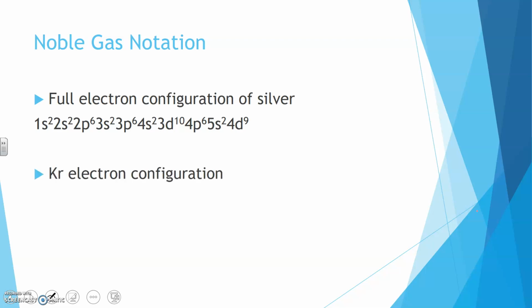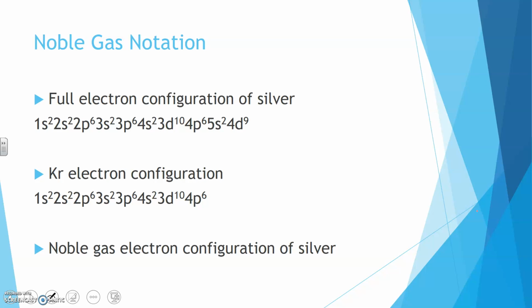The noble gas configuration, or the electron configuration for krypton, would look like this. Especially if you're typing this out and doing all of your exponents, it takes forever to type out. Now, if you use the noble gas electron configuration for silver, it cuts it down from all of this to this. You see how quick that is to write?